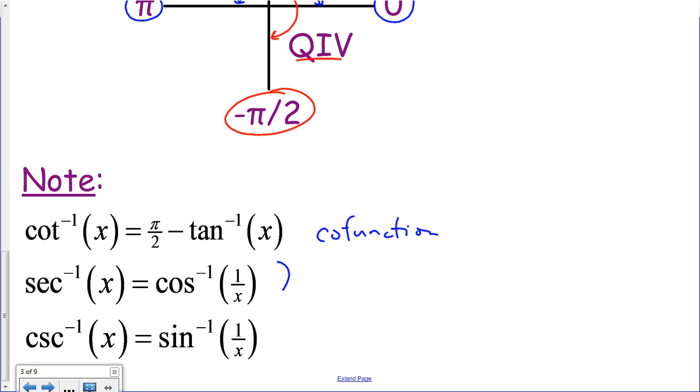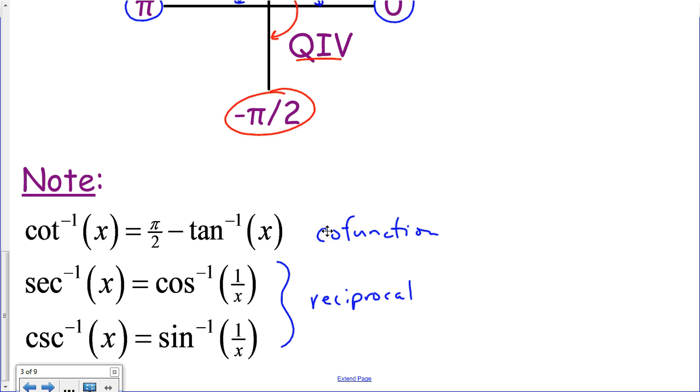And the other two are actually the reciprocal properties that lead us to this fact that secant inverse and cosecant inverse can be rewritten in terms of cosine inverse and sine inverse.